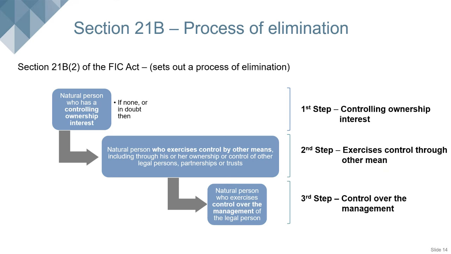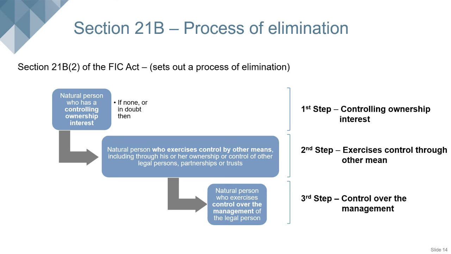So first step, you look at controlling ownership interest. Is there a warm body that owns 5% or more of controlling ownership interest in your client? Remember, there can be more than one beneficial owner, but it can only be individuals. It can only be natural persons. If there's no natural person who owns controlling ownership interest in your structure, or if there's a doubt about the structure, then you move on to step 2.